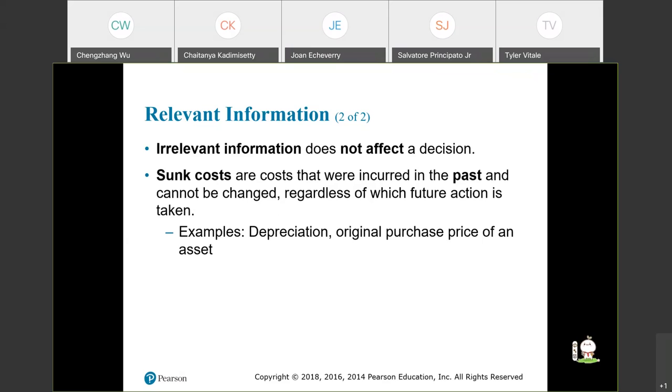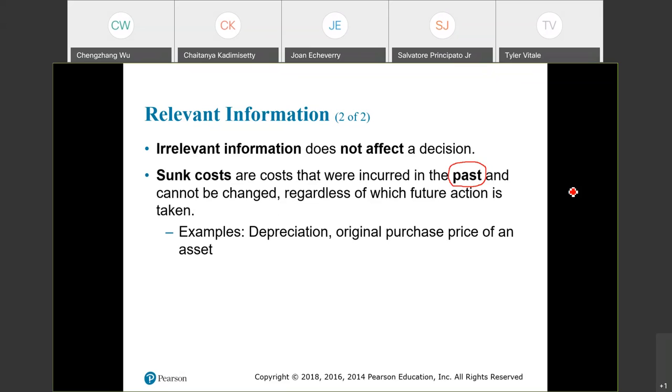And one more thing that you should know is that sunk cost is also considered irrelevant. Sunk costs are defined as any costs that were incurred in the past and cannot be changed regardless of which future action is taken. Sunk costs are always irrelevant.